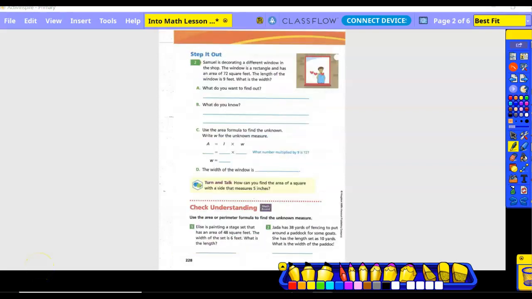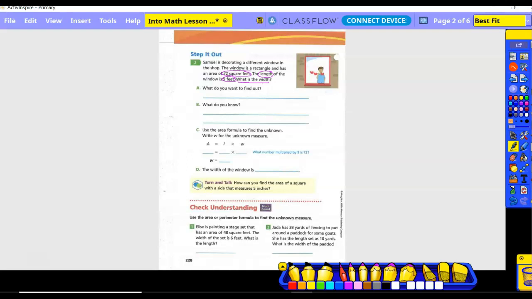Stepping out, number 2. Samuel is decorating a different window in the shop. The window is a rectangle and has an area of 72 square feet. The length of the window is 9 feet. What is the width? Okay, so let's pull out what we need. So 72 square feet, 9 feet, and then what is the width? Oh, we also need that this is the length, right, guys?